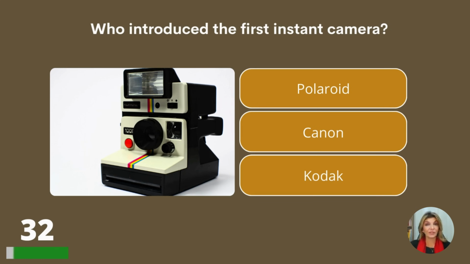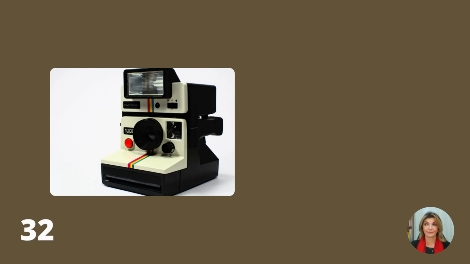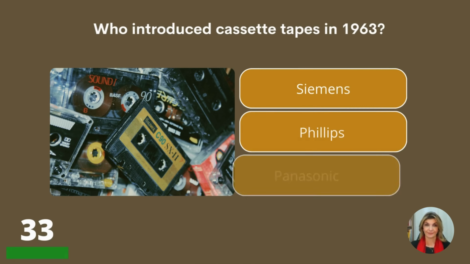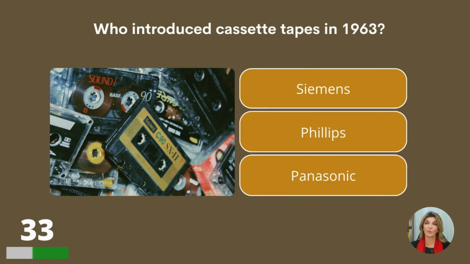Who introduced the first instant camera? Polaroid, Canon, or Kodak? Polaroid. Who introduced cassette tapes in 1963? Siemens, Philips, or Panasonic?